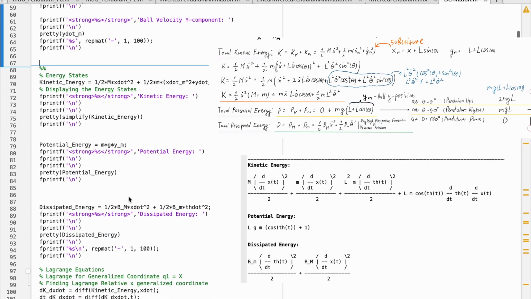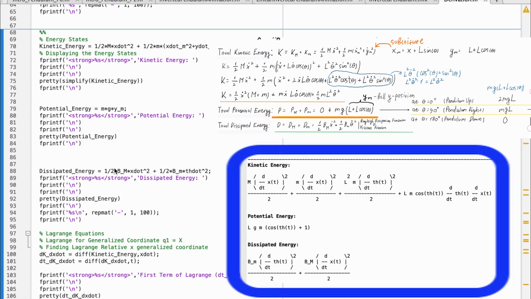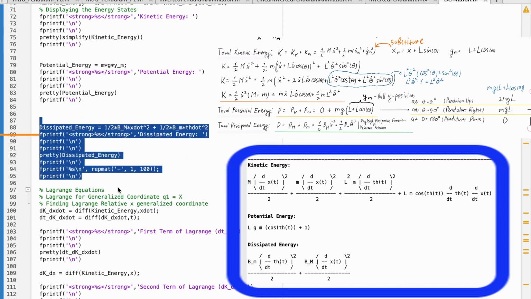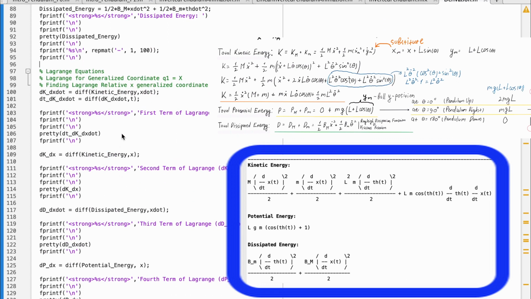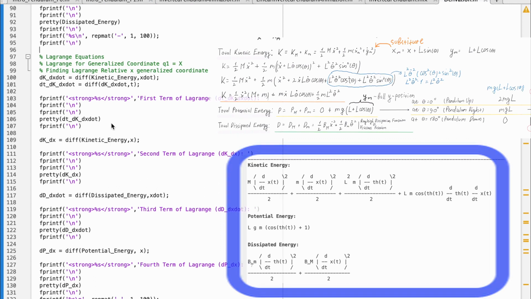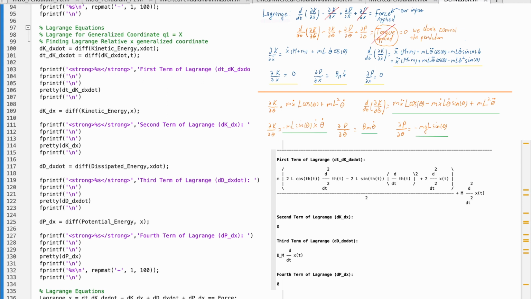Next, we need to specify energy states: kinetic energy, potential energy, dissipated energy. After we get our energies, we need to take derivatives with respect to the generalized coordinates for our Lagrange equations. Let's first tackle Lagrange with respect to x-coordinate.